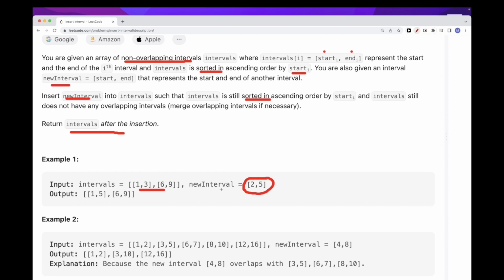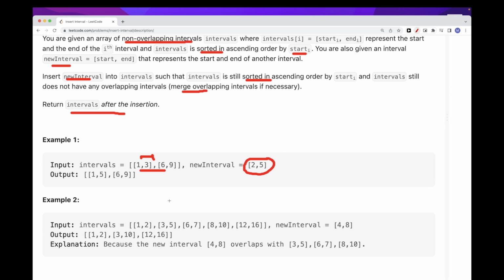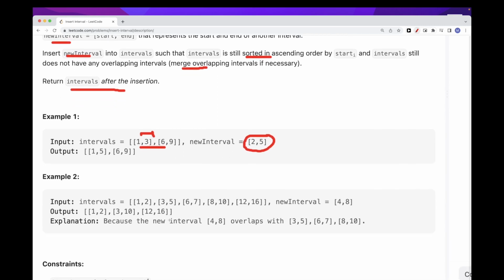2, 5, you can see 2 is within 1 and 3, and 5 is just before this one, right? So you can see 2, 5 overlaps with 1, 3, so we need to merge. That's what the problem says here, we need to merge if we need to. So if they overlap, we need to merge. The list of intervals needs to be kept non-overlapping. Okay, so here we need to merge 1, 3 with 2, 5. So that gives us 1, 5. That's the merge, and then 6, 9 the second one. So that's roughly the idea.